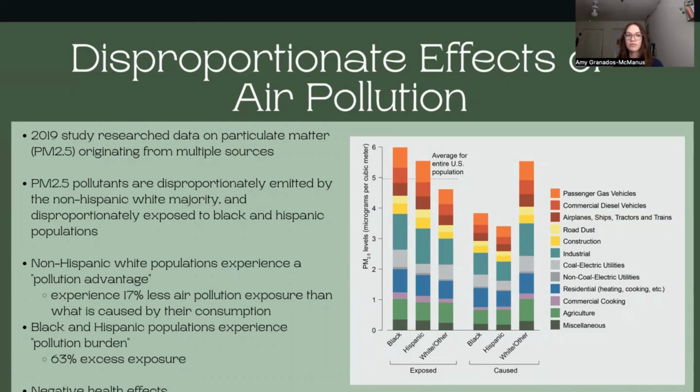The author of this research refers to this as either a pollution advantage or pollution burden, with the non-Hispanic white population experiencing the advantage because they experience 17% less air pollution exposure than what is caused by their own consumption. The Black and Hispanic populations experience the pollution burden, where they are exposed to 63% more air pollution. Being exposed to this level of air pollution comes with a string of negative health effects, which can include premature death in people with heart or lung disease, heart attacks, aggravated asthma, and increased respiratory symptoms.